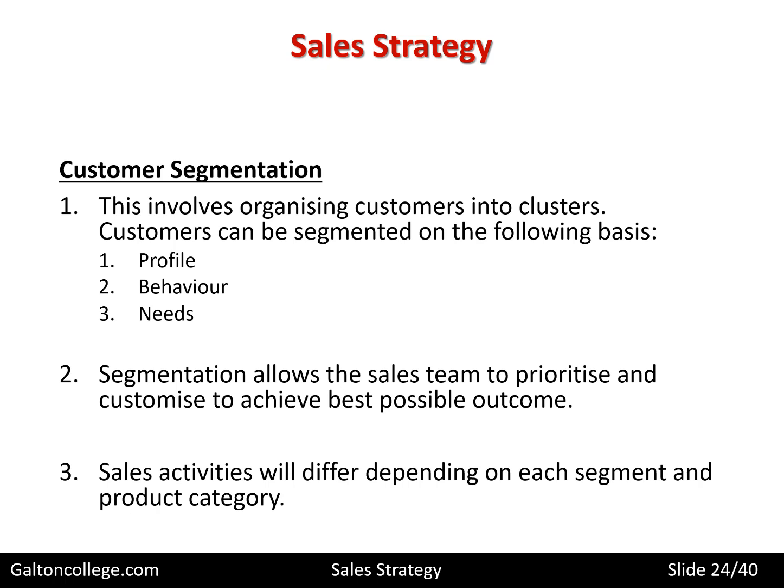Sales activity will differ depending on each segment and product category. As we'd expect, segments do vary and there is overlap between the segments. It could be that some highly educated individuals do not have highly paid jobs and they prefer to have other types of lifestyles.